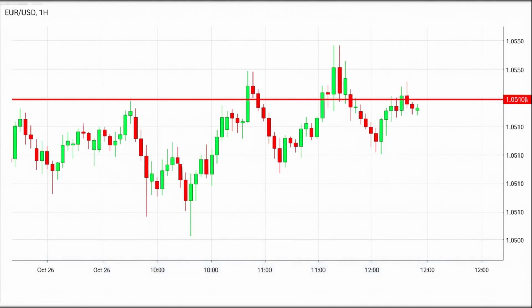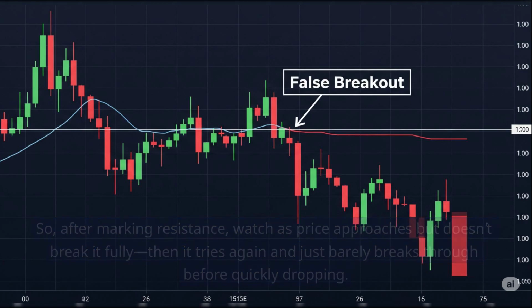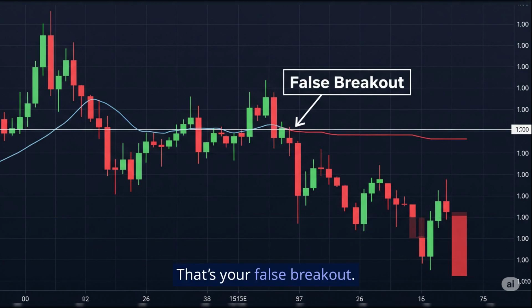for a short. So, after marking resistance, watch as price approaches but doesn't break it fully, then it tries again and just barely breaks through before quickly dropping. That's your false breakout. Step 2, done.